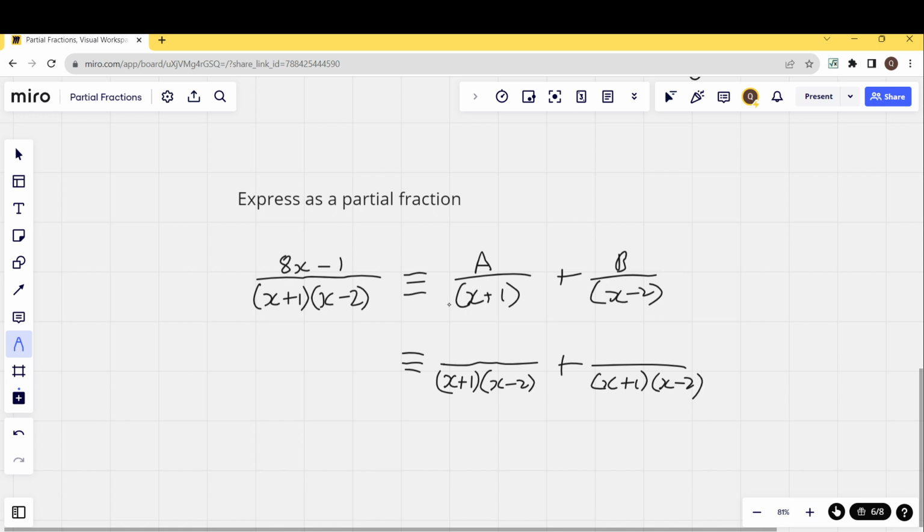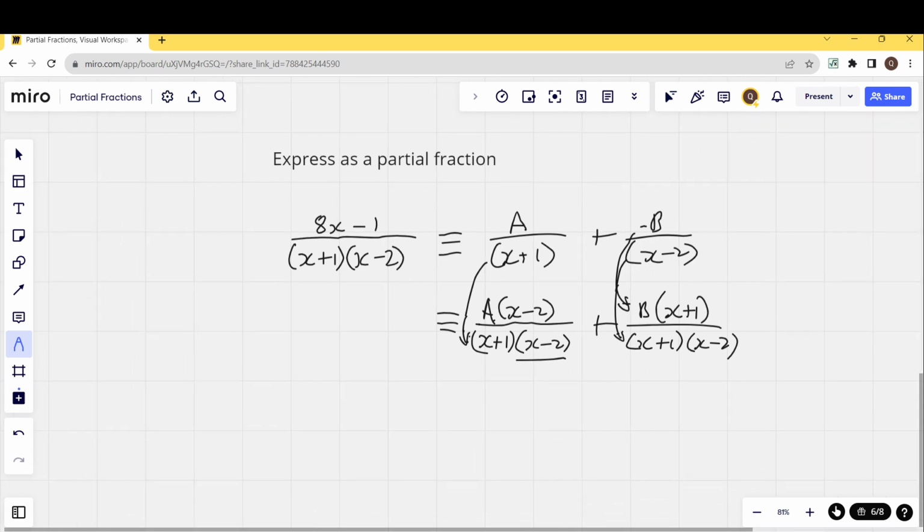for this to make an equivalent fraction, the denominator had been multiplied. If you compare this denominator to the equivalent fraction we're trying to form, you can see that the denominator has been multiplied by x minus 2. So for it to be equivalent, we must multiply the numerator by x minus 2 as well. Similarly, for the second fraction, if we compare the denominators, you can see that the denominator has been multiplied by x plus 1, so we have to multiply the numerator also by x plus 1.